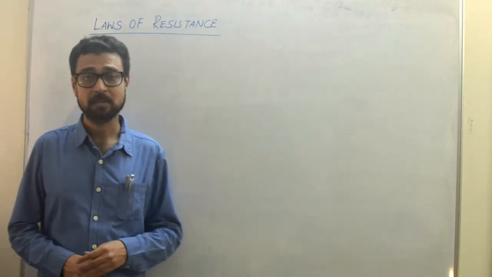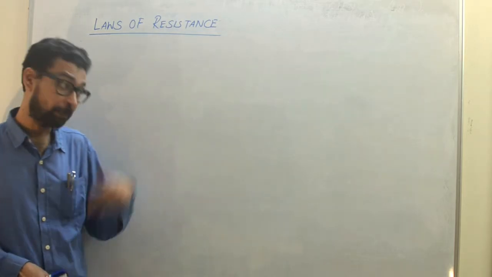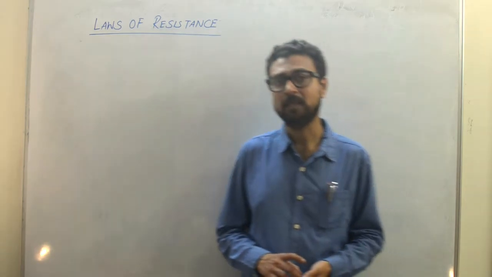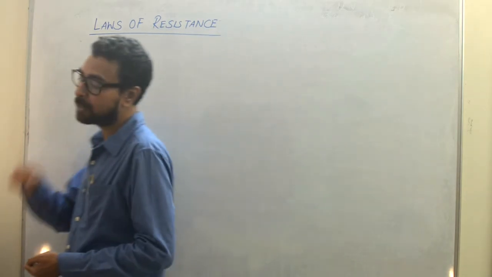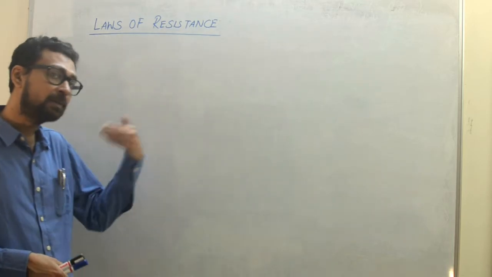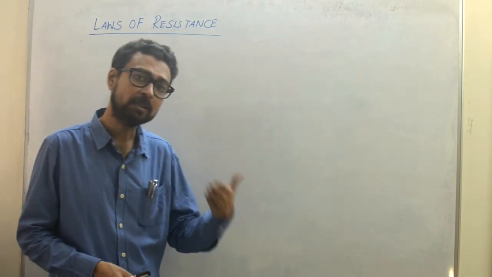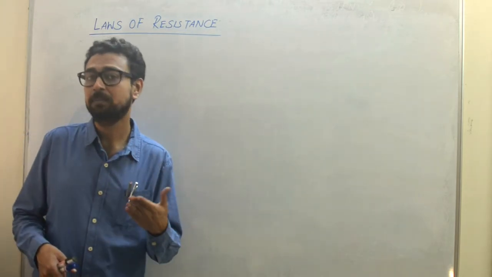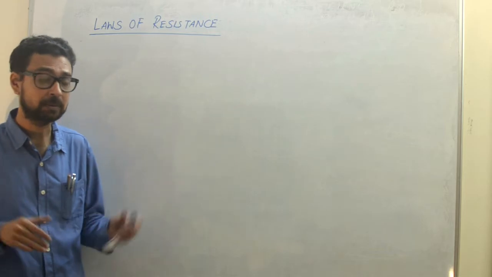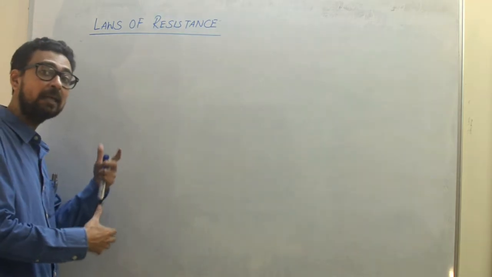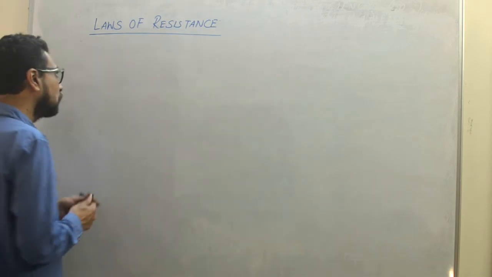So the laws of resistance tell us how resistance depends on a lot of other factors involving a conductor. As I told you, in Ohm's law, the phrase was temperature and other physical properties remaining constant. So other physical properties remaining constant refers to a lot of things. Temperature we know already, but the other physical properties remaining constant is very important. We have already got this idea, but let us elaborate.